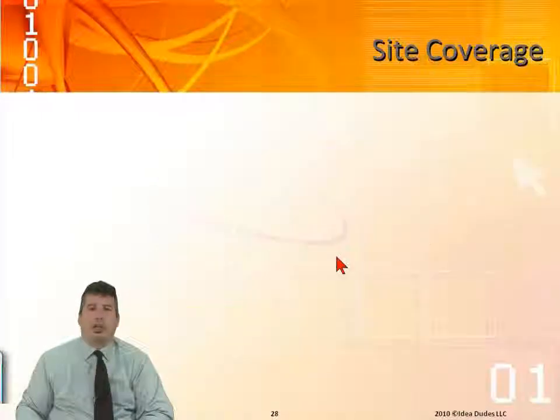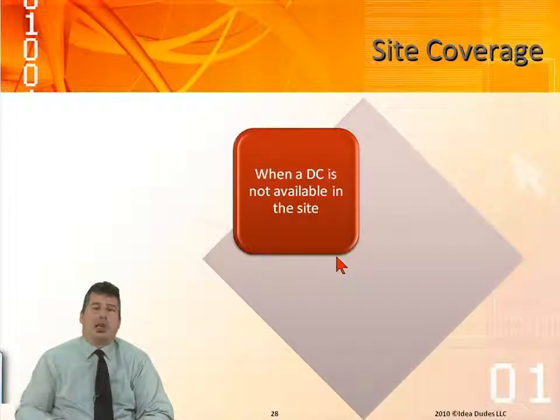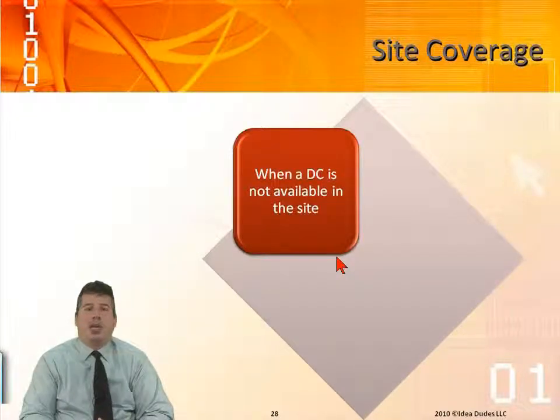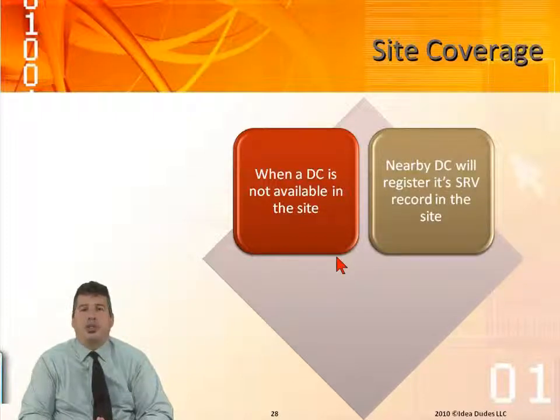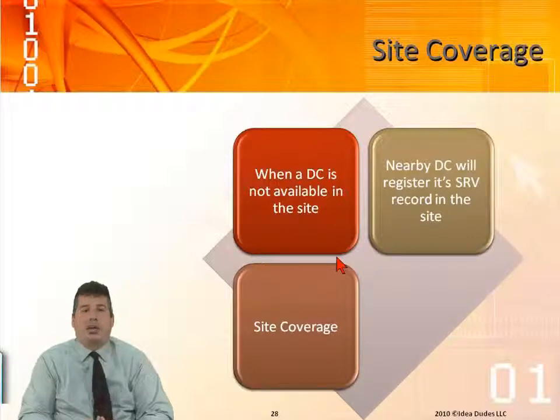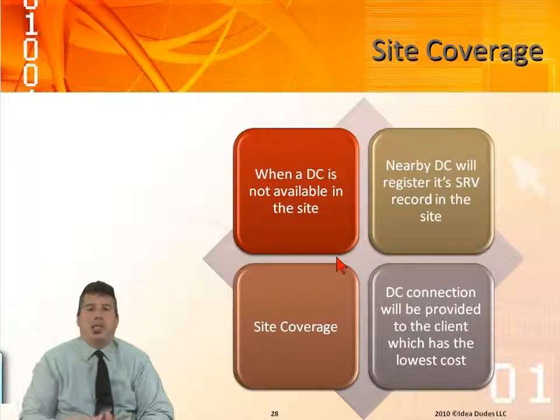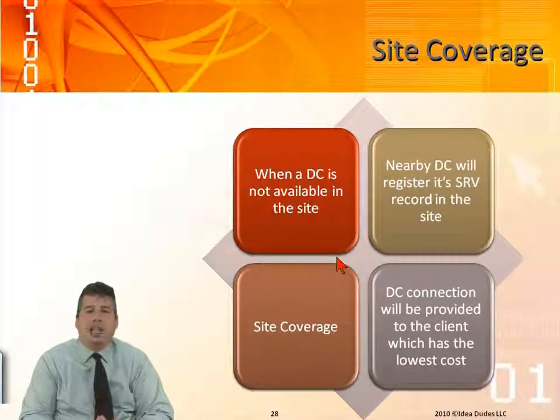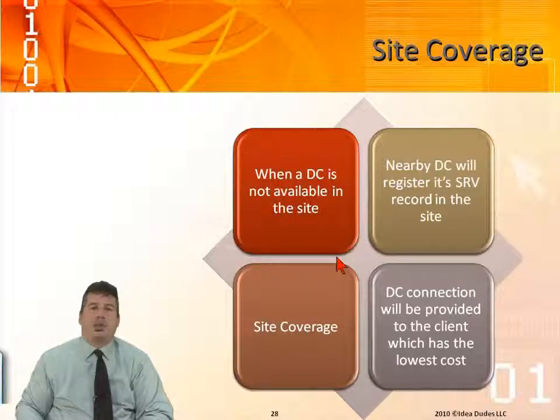Then we have what is known as site coverage. When a DC is not available in the site, what happens? Well, the nearby DC will register its SRV record in the site. That's what is known as site coverage. And the DC connection provided to the client will be the one with the lowest cost. So whatever DC has the lowest cost, that's the one it's going to use.